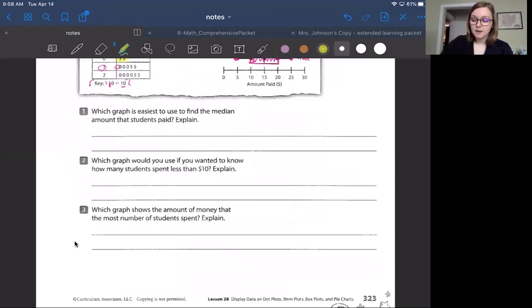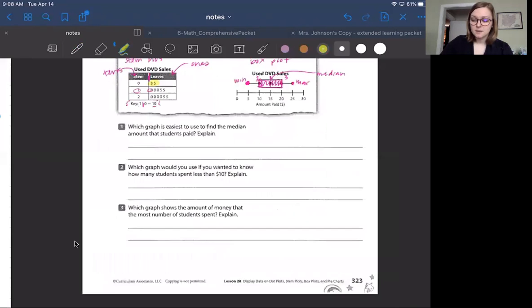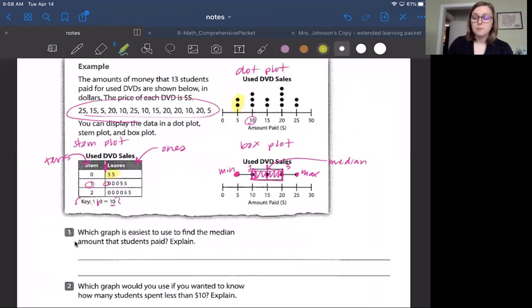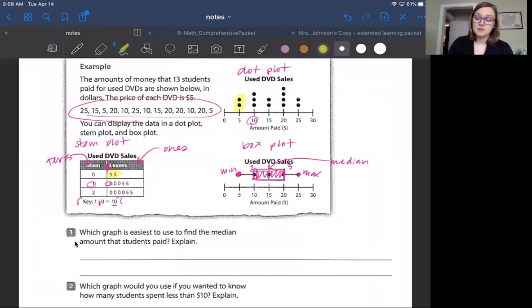Which graph shows the amount of money that the most number of students spent? Probably for sure the dot plot would be the easiest for this one, because you can literally just see which number has the most dots. 20. So that would be 4 students spent $20. Okay, you can also see that right here with these 4 zeros here. It's just not quite as easy to see.